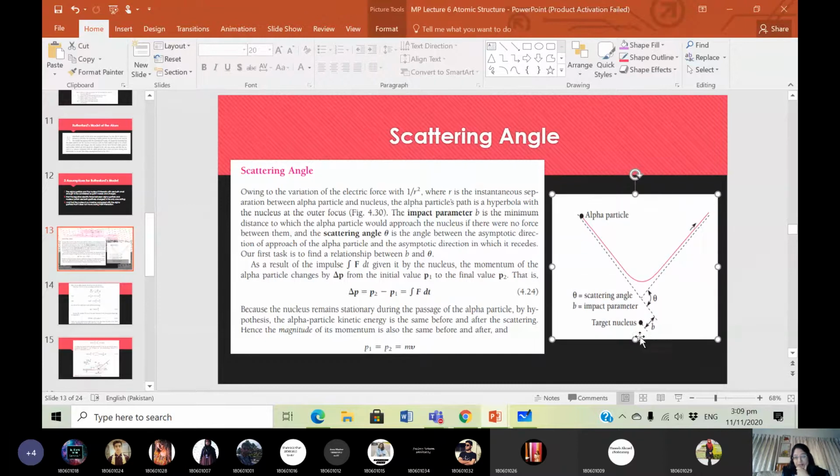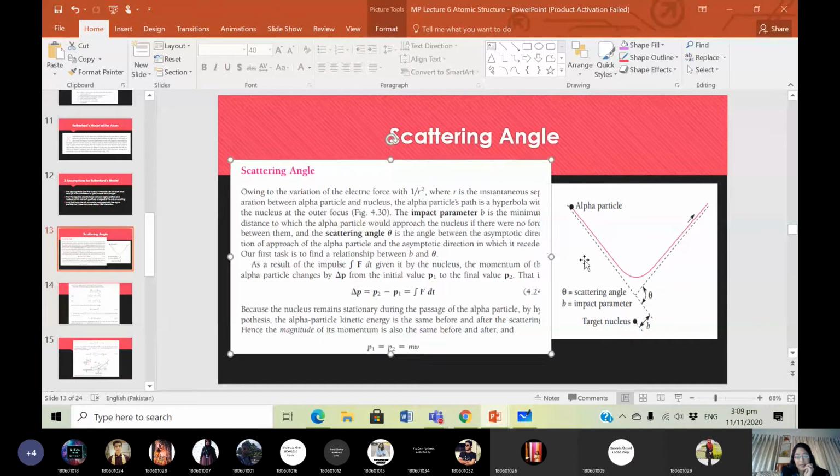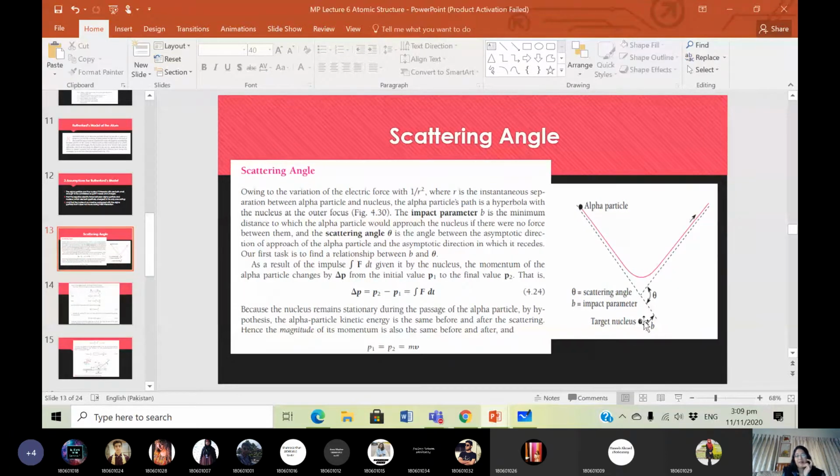I hope this diagram is clear, it's big enough to be seen, okay? So now what we're doing is that we want to find a relation between this B and theta, okay?